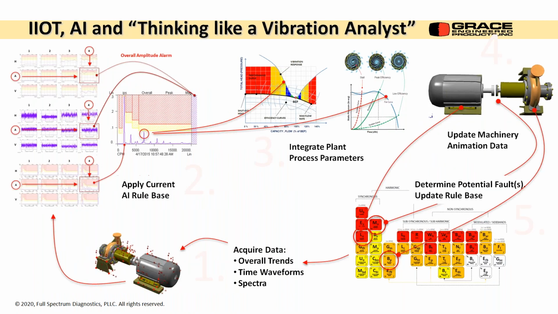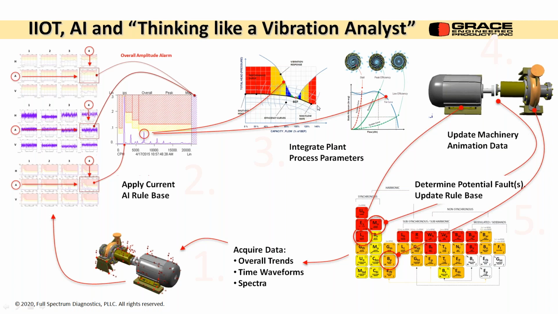So here's our grand overall look at everything. We acquire our data: overall trends, time waveform, spectrum. We're isolating potential problems. We're pulling up our current rule base and seeing what's good and bad, overall vibration or individual peaks in the spectrum.